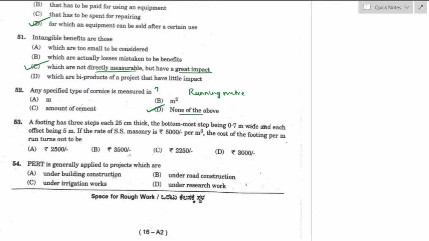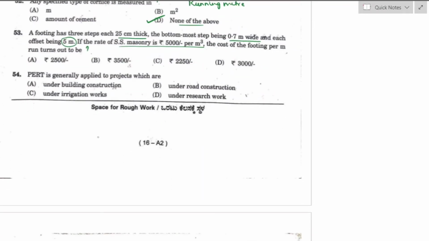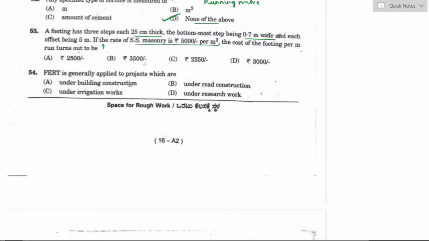Question number 53. A footing has 3 steps of 25 cm thick, the bottommost step being 0.7 meter wide, and each offset is 5 meter. If the rate of side stone masonry is 5000 per meter cube, the cost of footing per meter run turns out to be. So we have to calculate the cost of footing for the given dimensions of the footing with 3 steps. In this question, you can observe here the offset distance is given as 5 meter. It will not be too much. It should have been given as 5 cm. Assuming the value of offset 5 cm, let's draw a footing with 3 steps.